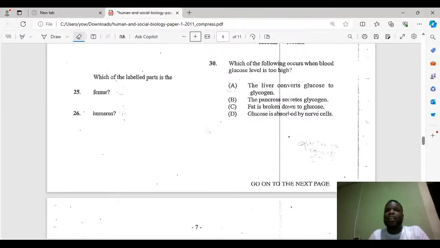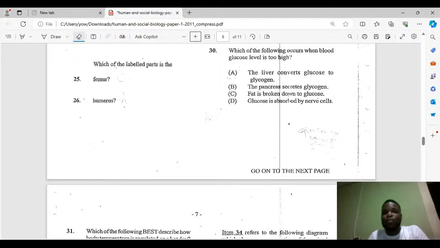Which of the following occurs when blood glucose level is too high? Is it the liver converts glucose to glycogen? Is it the pancreas secretes glycogen? Fat is broken down into glucose, and glucose is absorbed by the nerve cell. What's 30? Yes, 30 is A.